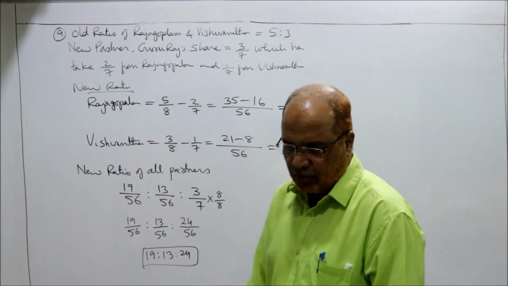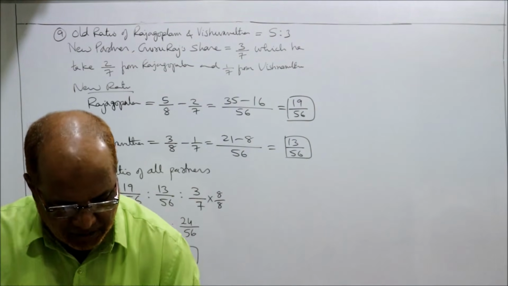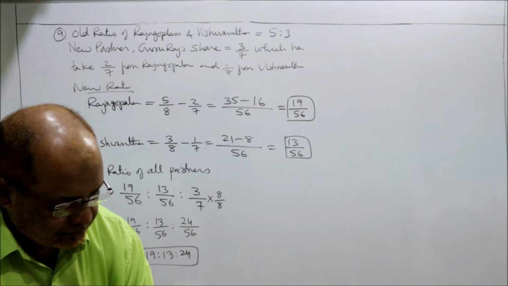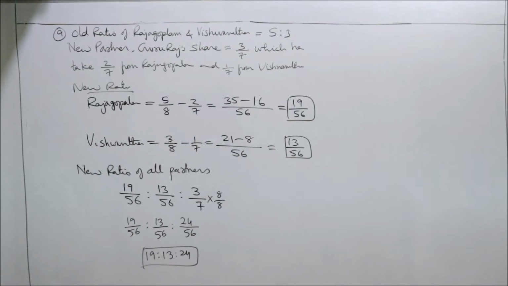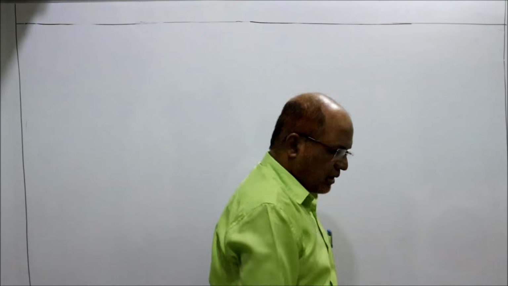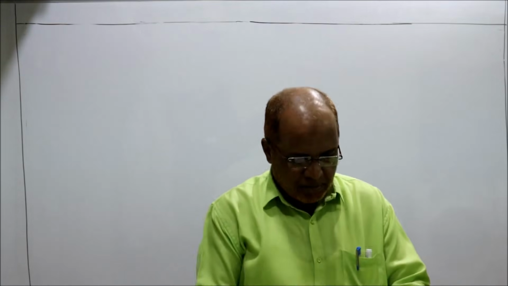(19, 13, 24). This is the new profit sharing ratio. Copy it down fast. Now, 10th problem.